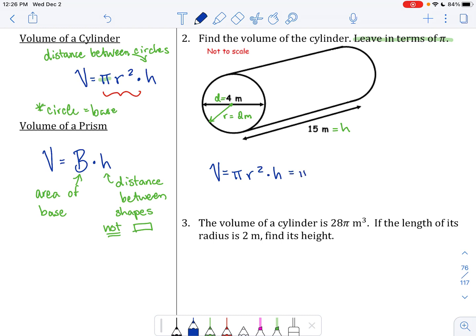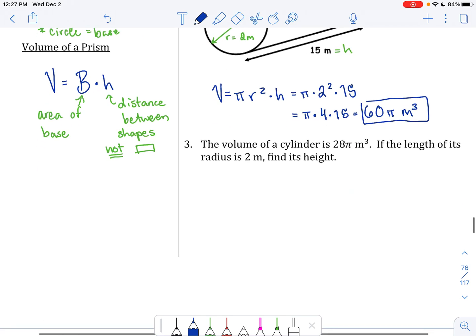So when I plug in here, that gives us pi times 2 squared times 15 for the height. Again, following our order of operations, pi times 4 times 15, which gives us 60 pi, and I'm not going to multiply by anything there. I'm going to leave it in terms of pi. 1, because it says so. 2, because it is more accurate and easier. And then our unit is meters, and it's volume, so cubed. This is sort of the way we're used to finding volumes.